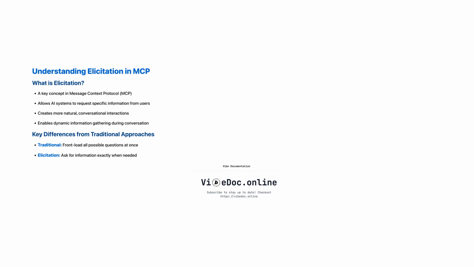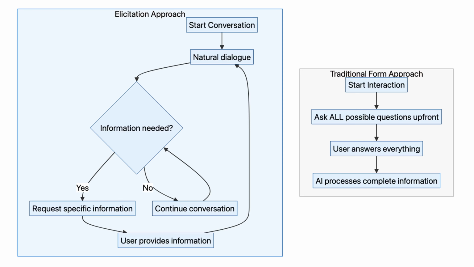So, we were just talking about sampling in MCP, which is how servers request completions from language models. But now I'm curious about this concept called elicitation. Is that like when the AI needs to ask the user something specific? Exactly. Elicitation is basically how MCP enables AI systems to ask users for specific information during a conversation. Instead of front loading all questions like a clunky form, it lets the AI ask for exactly what it needs, precisely when it needs it. It's what makes interactions feel natural rather than mechanical.